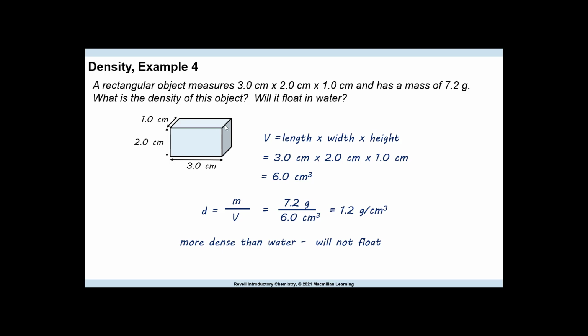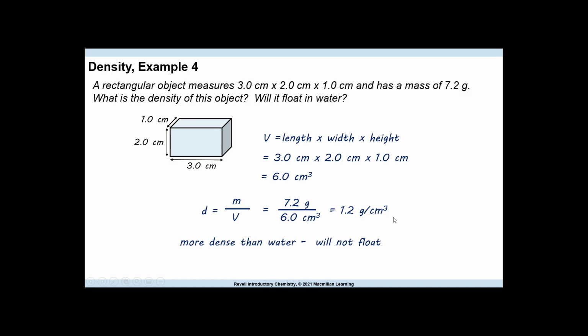So 3 measurements, that is a cube, so centimeters cubed. This gives us the length times width times height. Make sure you multiply the units as well. So this gives us 6.0 centimeters cubed. We have our volume. Now we have our mass, which is 7.2 grams. We put one on top of the other, mass over volume. 2 sig figs, 2 sig figs. Our density is 1.2 grams per centimeter cubed.